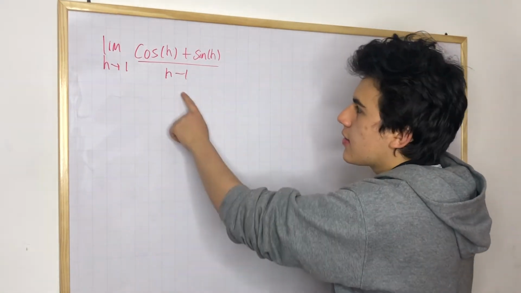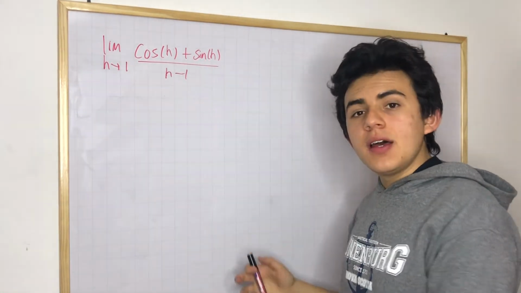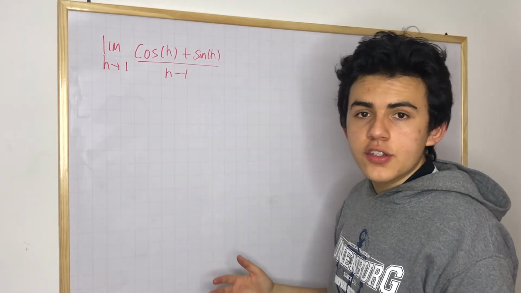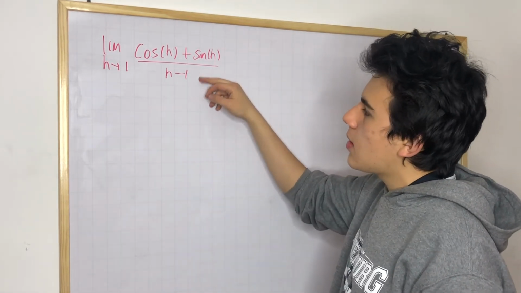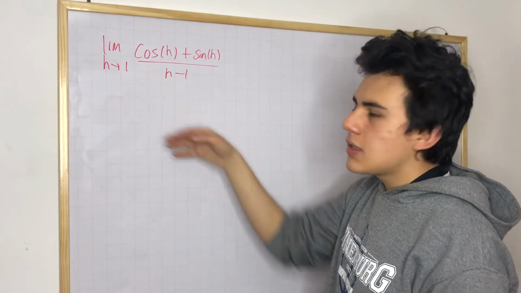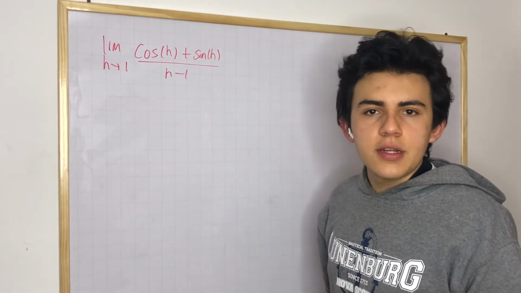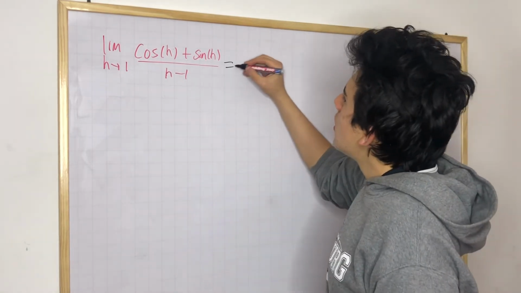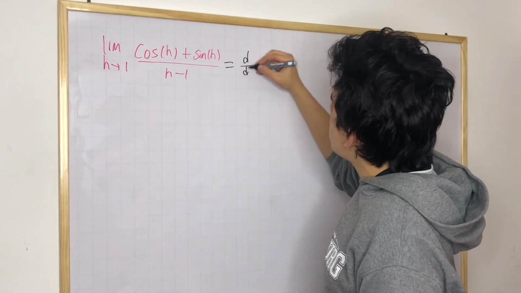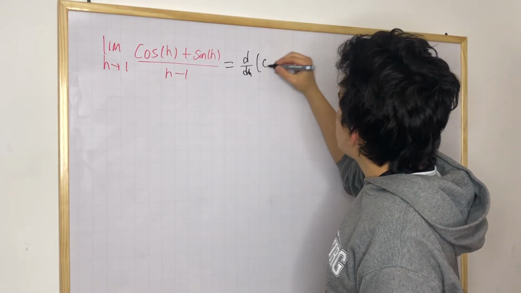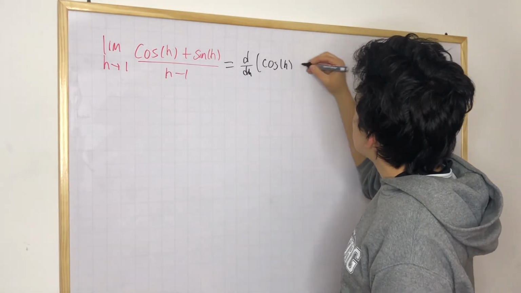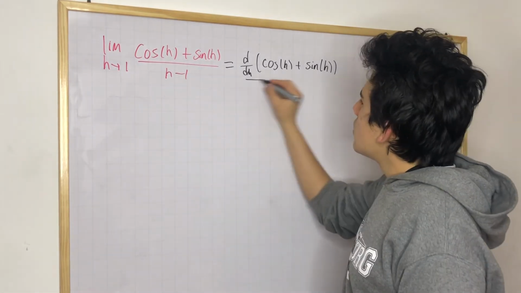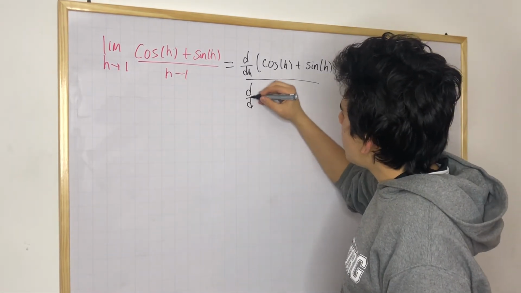Now let's try this example. We have cosine of h plus sine of h over h minus 1. We've got our composite function. We got one in the top and one in the bottom. And we've also got a limit that is going to yield an indeterminate form, okay? Now what are we going to do? We're going to use L'Hopital's rule. So we're going to take the derivative on top with respect to h for the function cosine of h plus sine of h. And we're going to divide everything by the derivative of the bottom.